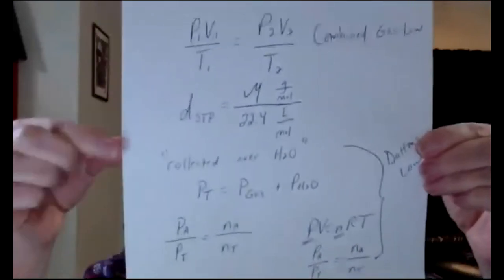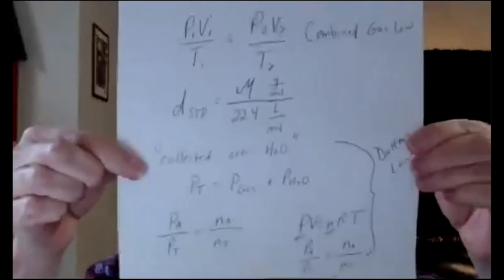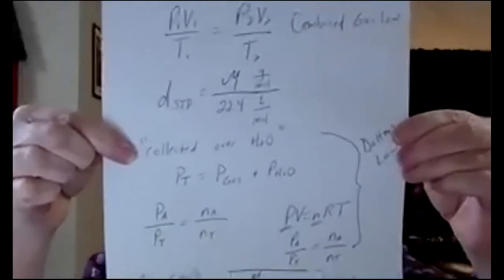If your word problem says it's collected over water, measured over water, whatever, something water, you must correct. Now this T, when a little t is by another variable, it stands for total. It does not stand for temperature. So this is your total barometric pressure equals your dry gas pressure, the gas you're collecting, and your water vapor pressure. A strong hint in the problem that you're using this is not only the phrase collected over water, but they give you the water vapor pressure.